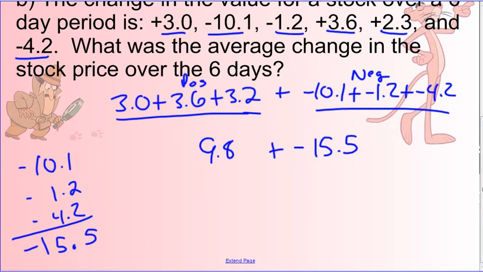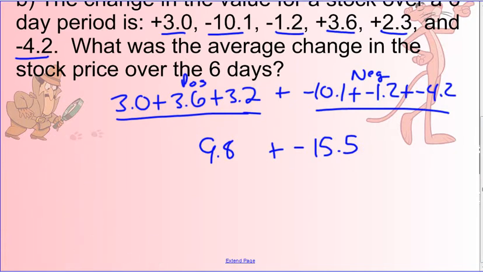Now those two numbers have a different sign. One's positive, one's negative, so we're going to have to subtract them. 5 minus 8 I cannot do, so I borrow 415. That's a 7.